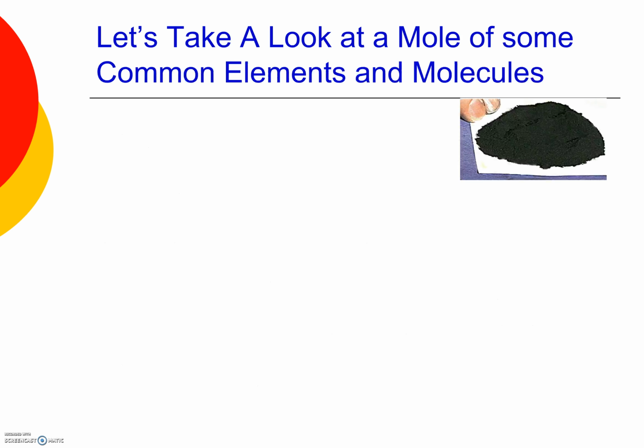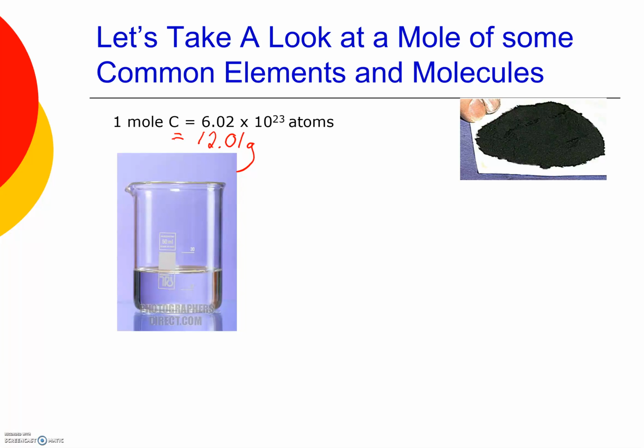Here is 1 mole of carbon. So 1 mole of carbon is equal to 6.02 times 10 to the 23 atoms. I'm also going to take this a step further. If you take a look at your periodic table, 1 mole of carbon is 6.02 times 10 to the 23 atoms. It has a mass of 12.01 grams. Hey, take a look on the periodic table. What does this say as the mass of carbon? 12.01 grams. Interesting.